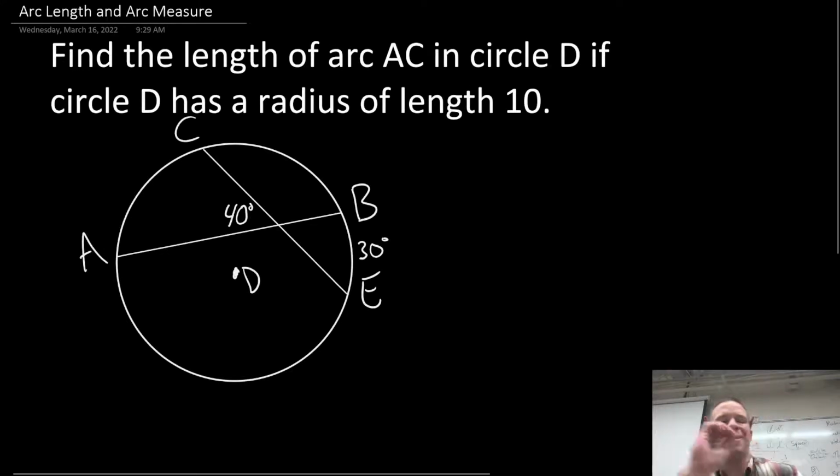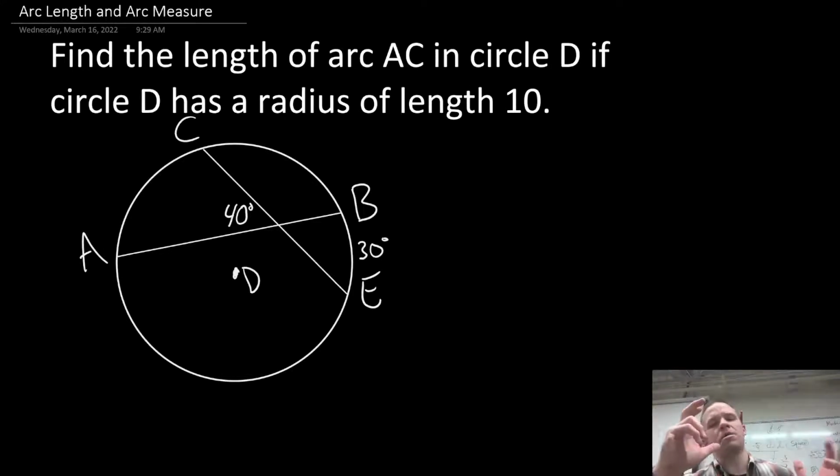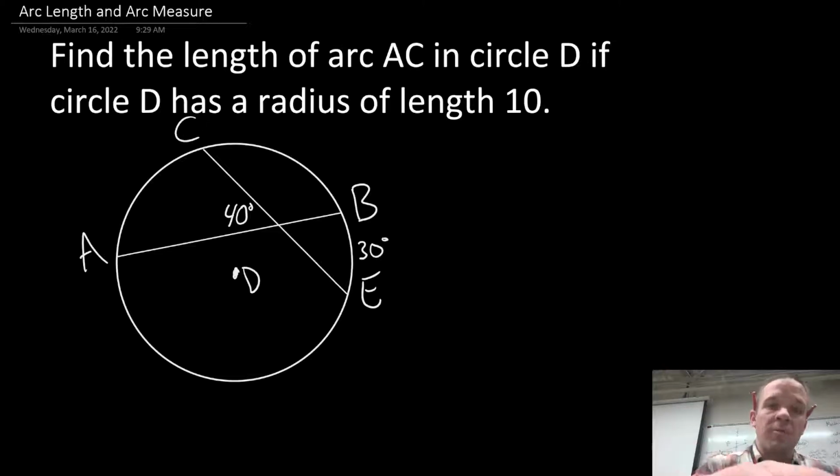All right, so we got ourselves some arc length and arc measure action going on here. We got to find the length of arc AC in circle D if the circle has a radius of length 10. Okay, so we're looking for our arc length, not just our arc measure, but we are going to use the arc measure to help us find that arc length. So what I'm looking for right now is the length of that arc AC.